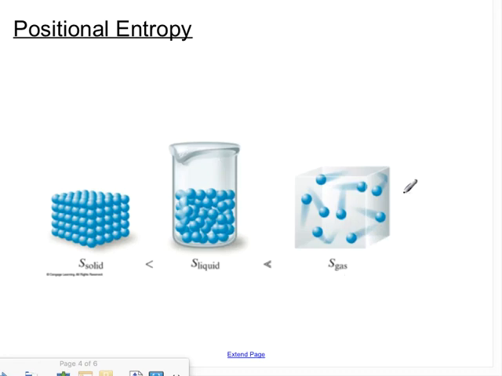So entropy, we use the letter S to stand for entropy if we're just describing it as a variable. So the entropy of the solid is the least. That's what it means when it says S solid. Solids have less entropy, then liquids have a little more, and gases have the most entropy.